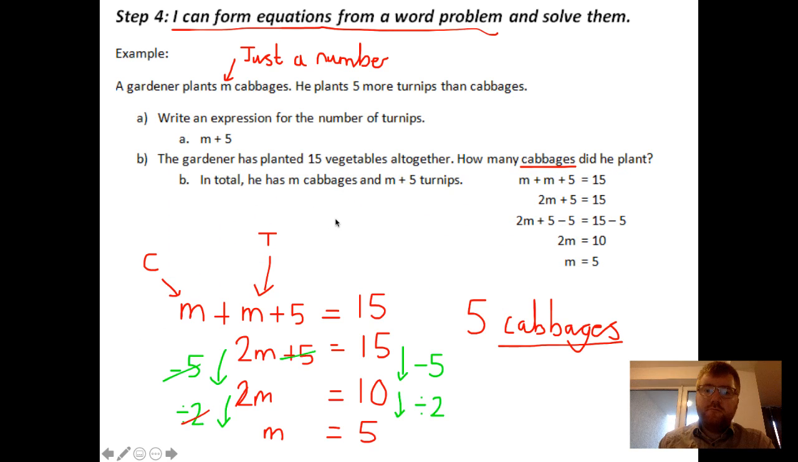Okay, so in total, here's m cabbages and m plus 5. It's where this equation comes from. It's the same way I did it here. And then this is a slightly different way of showing the working. Rather than using arrows, we literally just put the calculation on the side. That's another way of solving equations. If you like that, use that method. It's absolutely fine. And it gets us to the same answer, as you can see. So we get m is equal to 5.